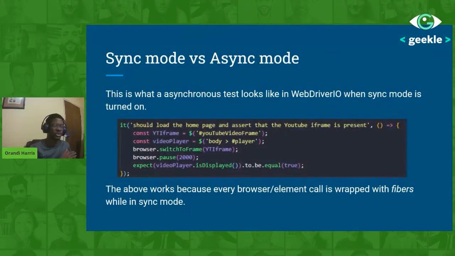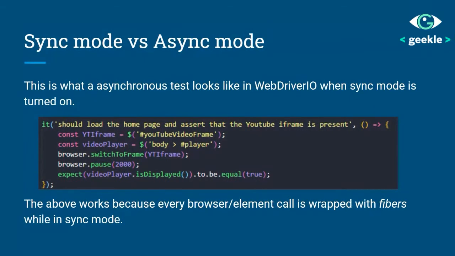Now, if sync mode is turned on, you don't have to use async await on the different calls if you want to fetch a particular element from the web page. You don't need to wrap it in async await. You just write it out in normal syntax. And why it works is because every single browser element call is wrapped with fibers in sync mode.